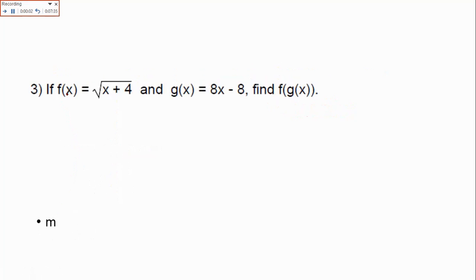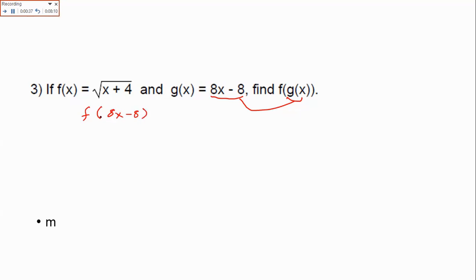Next one: if f of x equals the square root of x plus 4, and g of x equals 8x minus 8, find f of g of x. So we want f of g of x. We put f, and then instead of g of x, we put its value. Its value is 8x minus 8.